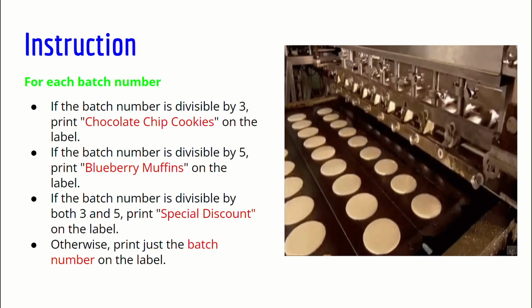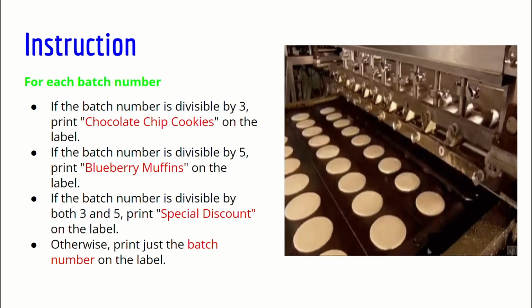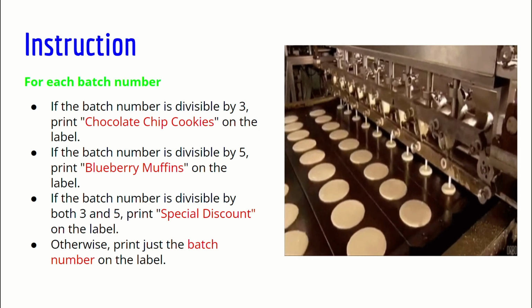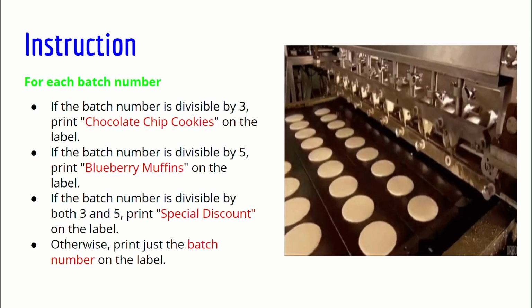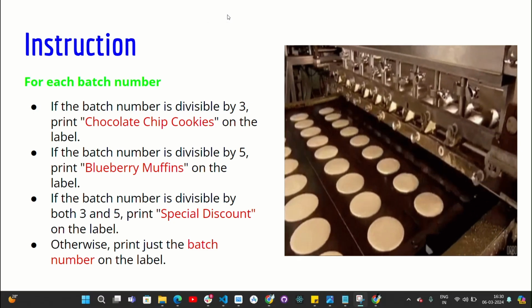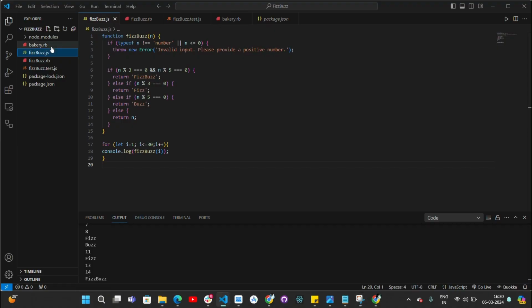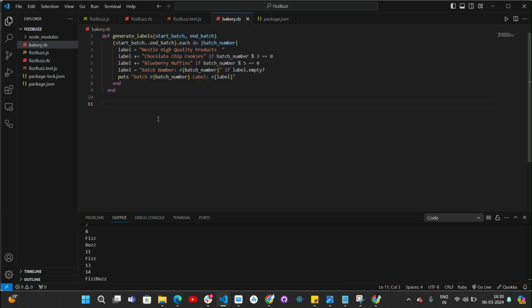So let's solve this. I will be using Ruby, and you can use JavaScript and write the code in the comments, or you can solve it on your own. So let's quickly see how we can solve this using Ruby. Because the file extension is .rb, I have created a file called bakery.rb. If you see, we've already created a function, generate labels, with the start batch and the end batch as arguments.